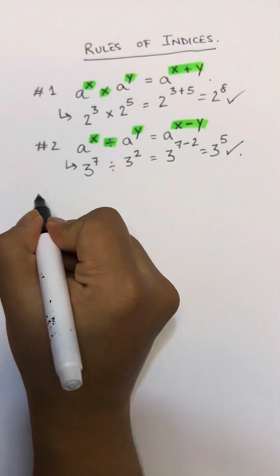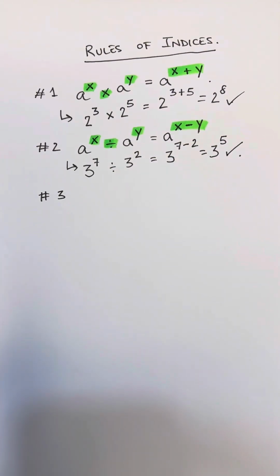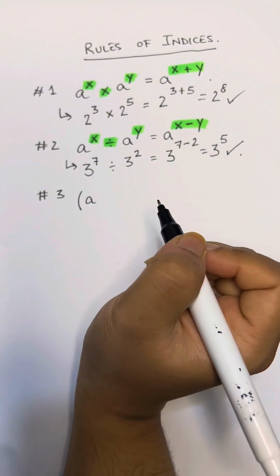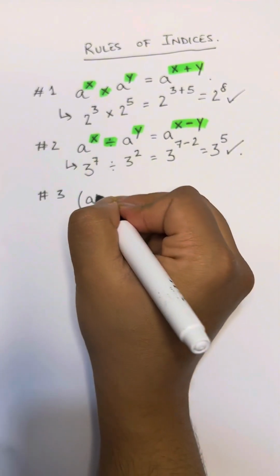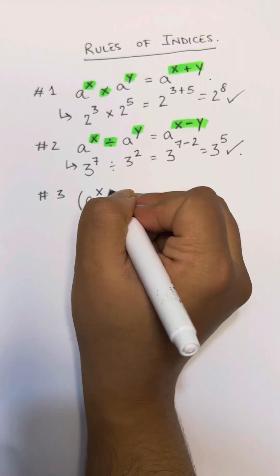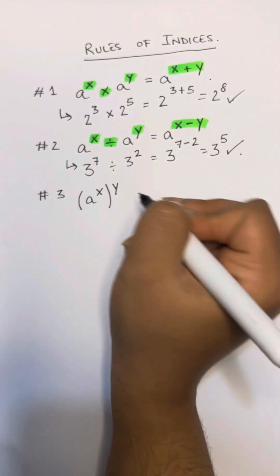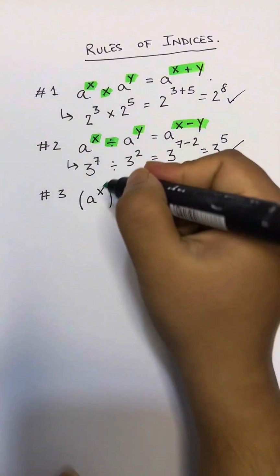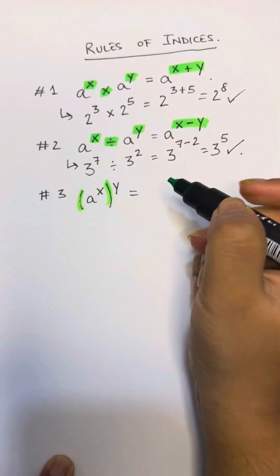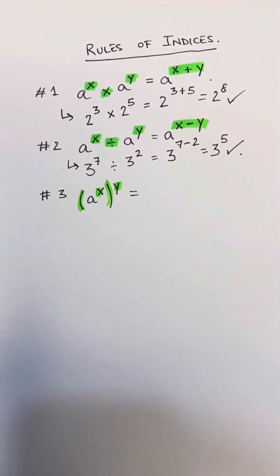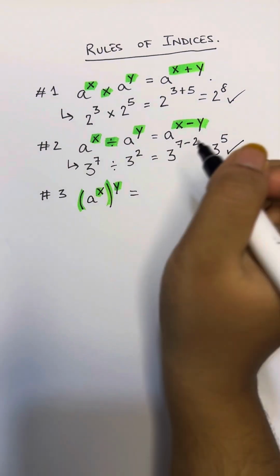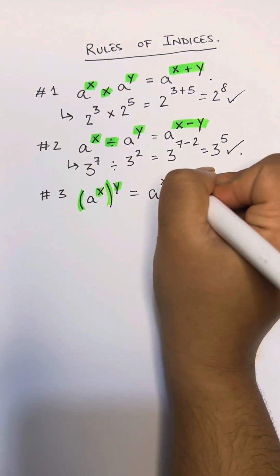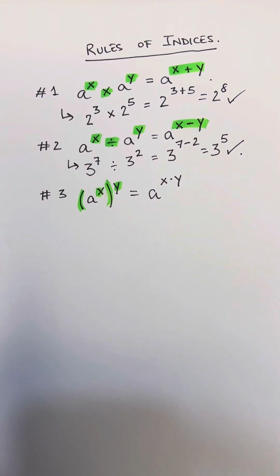Okay, rule number 3. We have a within a bracket with x, to the power of x, close the bracket, we have to the power of y. So what this means is that the x and the y are going to be multiplying. They're going to be timesing each other. So a to the power of x is going to multiply by y.